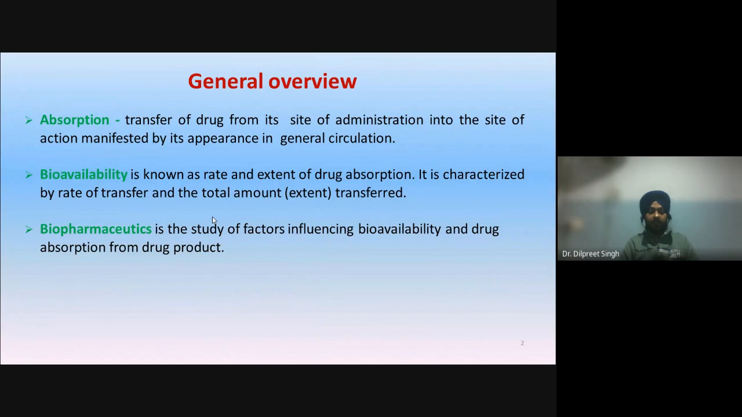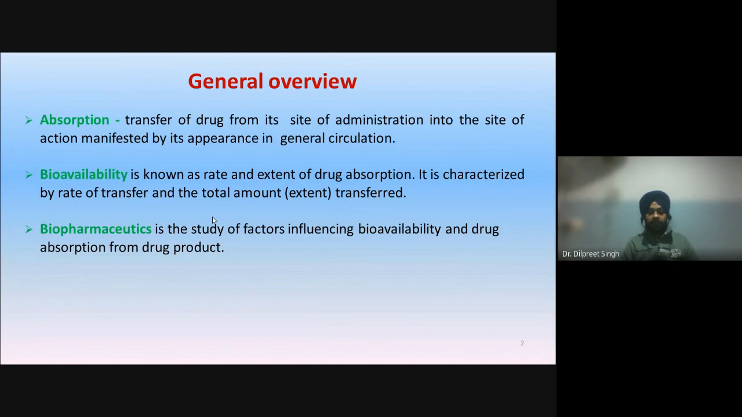Absorption, as I already discussed with you, is basically the transfer of the drug from its site of administration into the systemic circulation. In general, when we take the drug orally, the concentration at the site of administration is very high. After different absorption mechanisms, the transfer of drug is initiated from its site of administration into the systemic circulation. That is collectively called absorption.